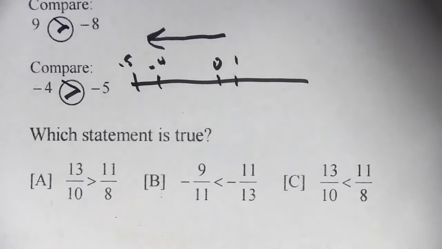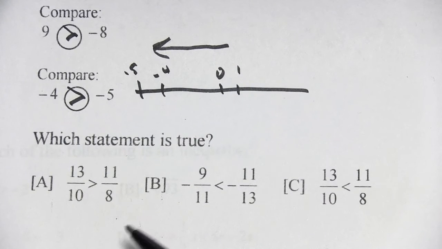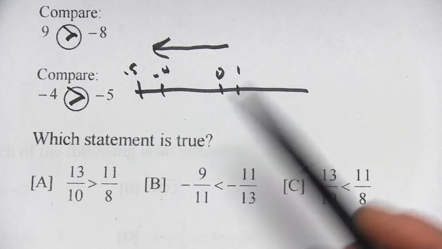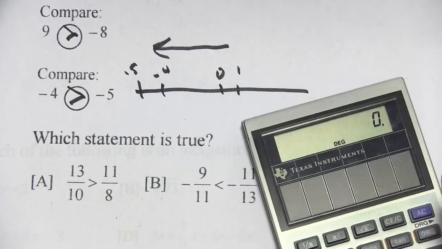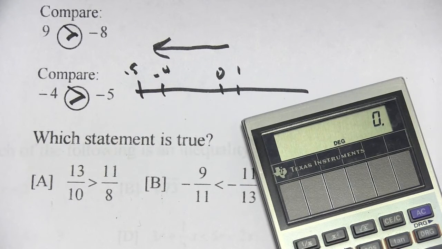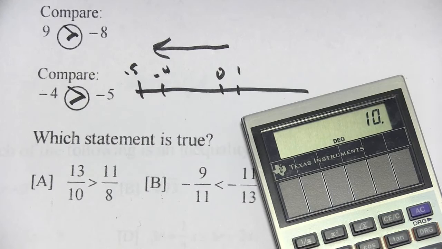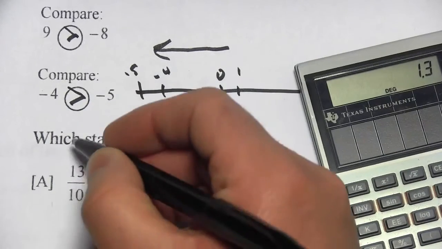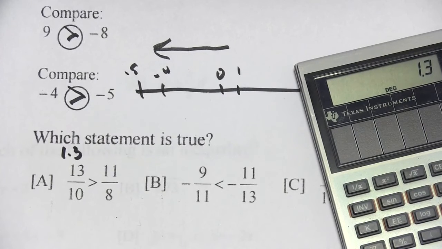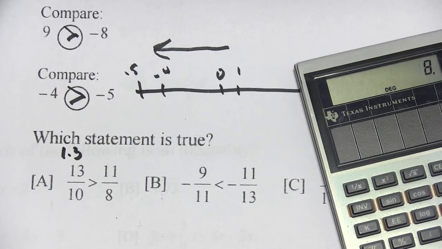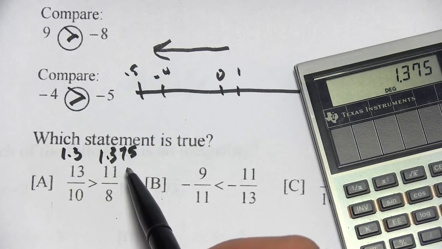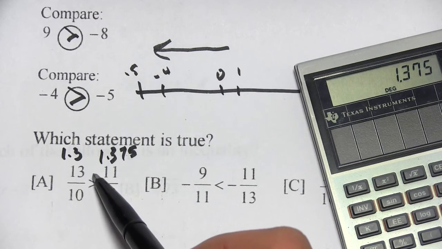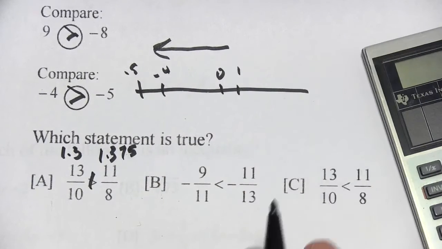Comparing inequalities can be more difficult when we're dealing with fractions. So is 13/10 greater than 11/8? Well, just looking at these, I don't know. I think the easiest way to deal with these is to convert everything to decimals. And you can do that with your calculator. 13/10 is the same thing as 13 divided by 10. You know, a fraction is really just a division problem. So that's 1.3. And then 11 divided by 8, and that's 1.375. So 1.375 is bigger than 1.3, so this one's false. That's not correct. Let's look at the next one.